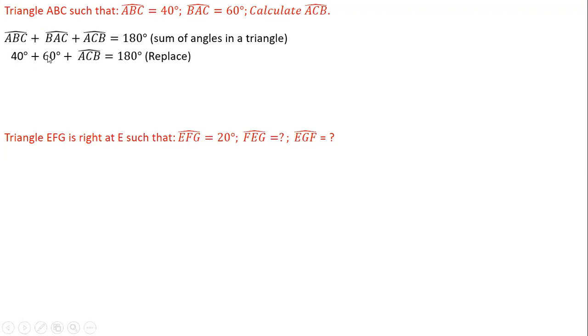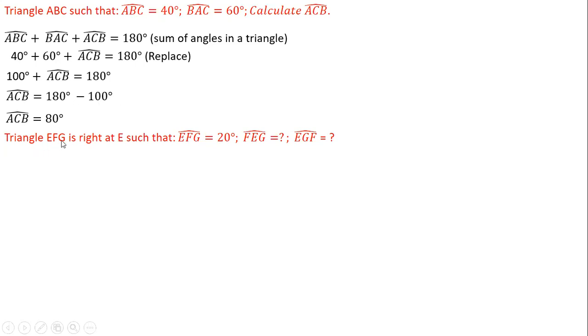We add 40 plus 60, it is 100 degrees, plus angle ACB is equal to 180 degrees. Now the missing angle ACB is equal to 180 degrees minus 100 degrees. So angle ACB is equal to 80 degrees. This is how I calculated the missing angle ACB.